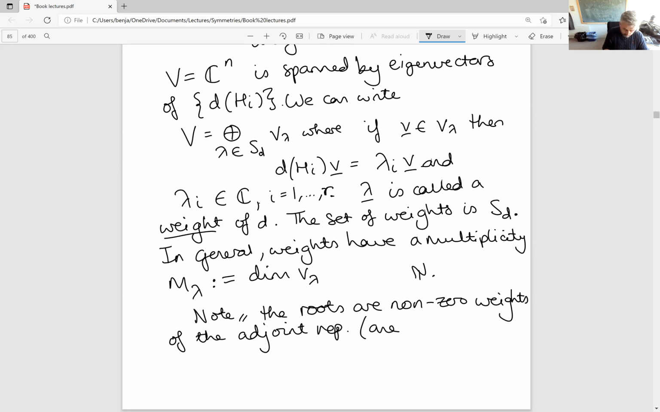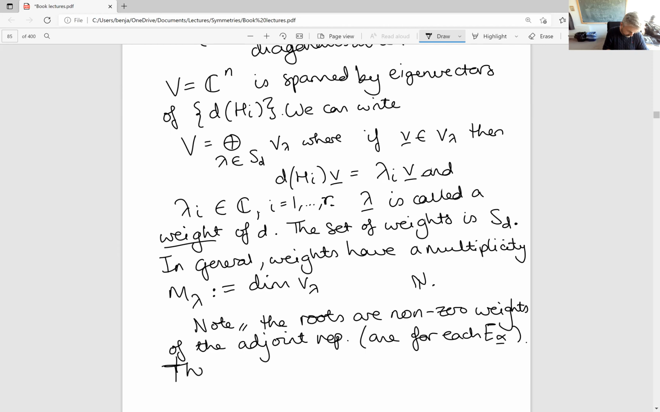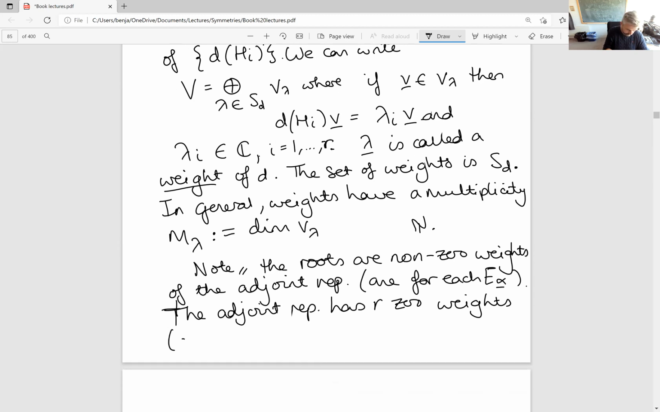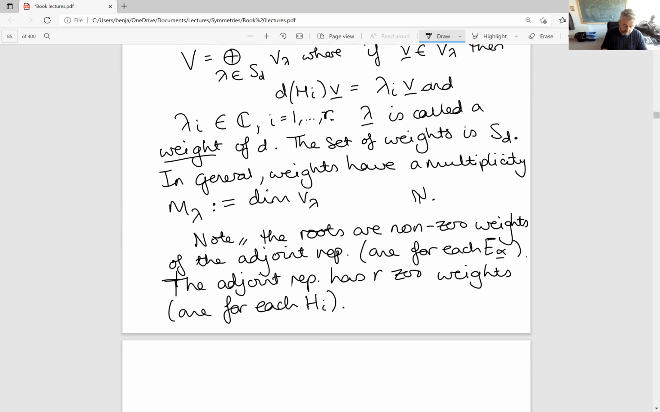In other words, there's one for each E alpha. And the adjoint representation also has zero weights, since there's one for each H_i. You can get all of those things from just looking at the Lie algebra, because the adjoint representation is the natural representation on the Lie algebra.